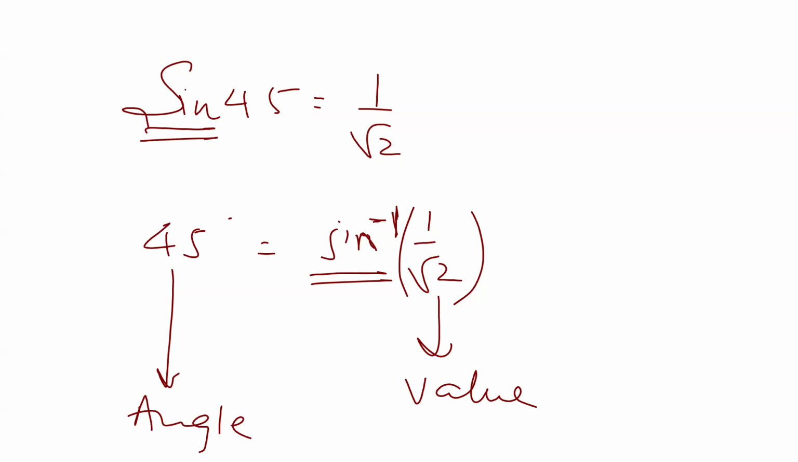Inverse trigonometric function always holds a value, not an angle. Sine inverse of any value will give you an angle. But in trigonometric functions, sine of any angle will give you a value. So that is how it is. There are six basic trigonometric functions, so naturally there are six inverse trigonometric functions. Let us understand this in detail.